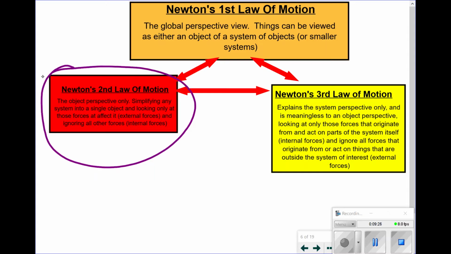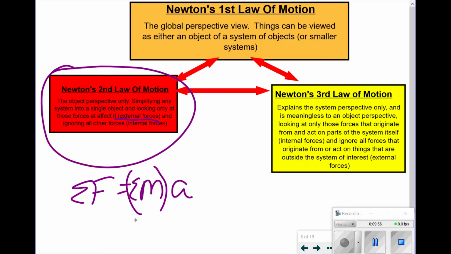Now, the second law of motion only works from an object perspective. If we have a system, we will always end up simplifying it down into a single object. That's because Newton's second law deals with only external forces. Only the net external force is equal to the mass of an object times the acceleration, or the net force on the system is equal to the total mass of the system times the acceleration of the system.